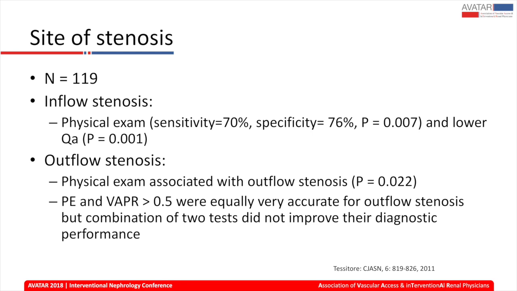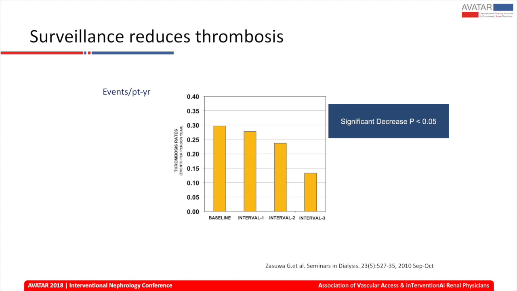As shown by Dr. Testori, this is probably the only study which actually compared different surveillance techniques with relation to the site of the stenosis. And as you see, for the inflow, your physical examination is probably an excellent tool to identify that, along with the access flows. But if it is outflow, again, the physical examination comes into the picture. Access flows were not that significant in identifying a good outflow stenosis, whereas the pressure-based surveillance techniques did have a role in that time period.